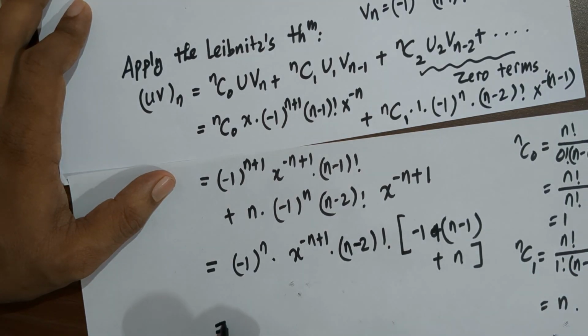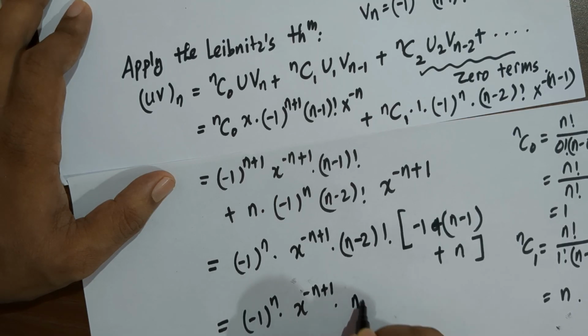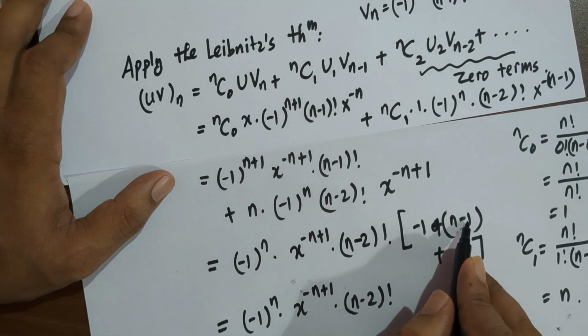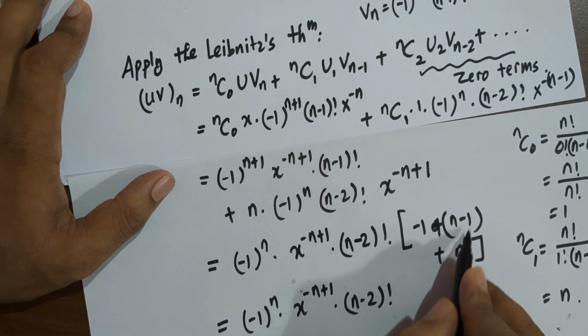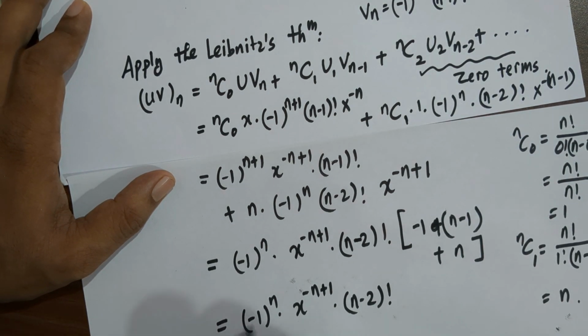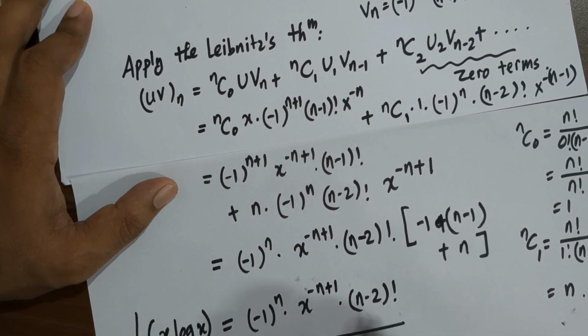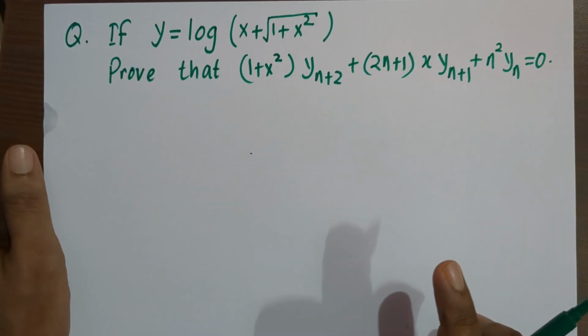So this becomes (-1)^n x^(-n+1) (n-2)!, and this is minus n minus minus plus, and here we have plus n, so minus n cancels and we have only 1. So this is our nth order derivative of x log x. Now let's solve this question.